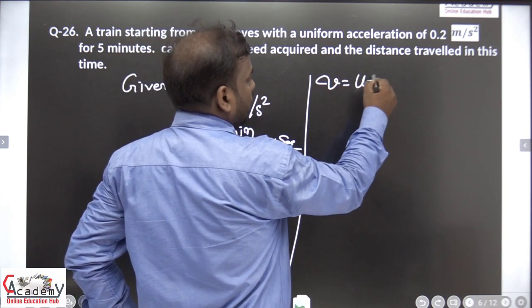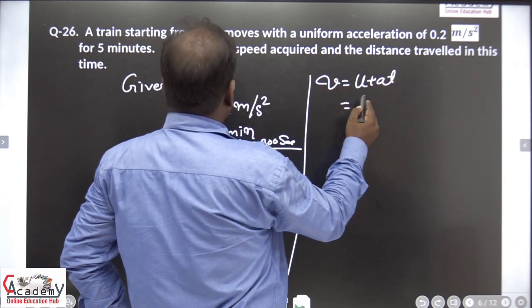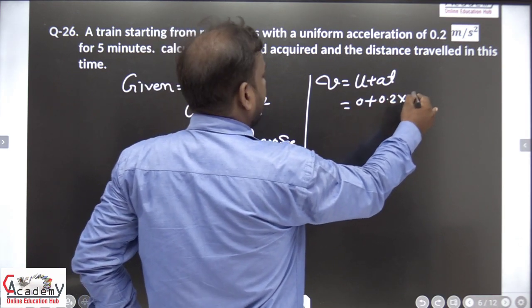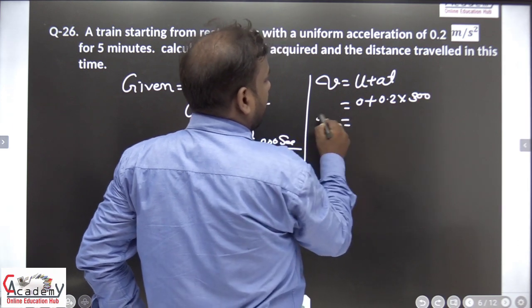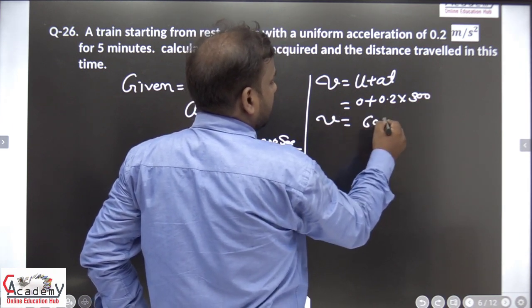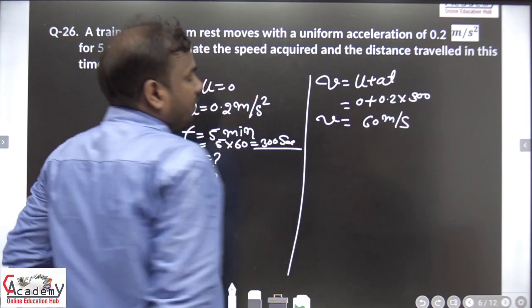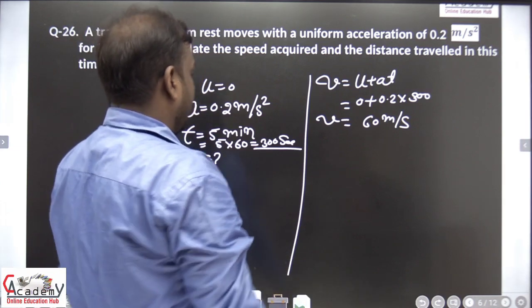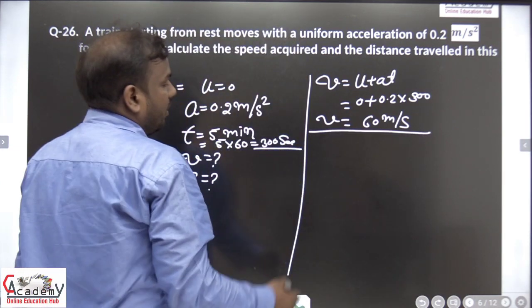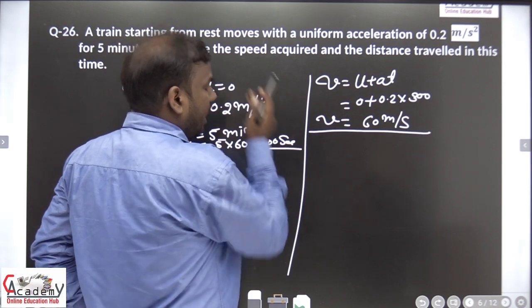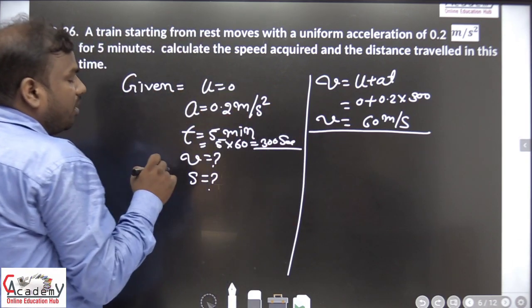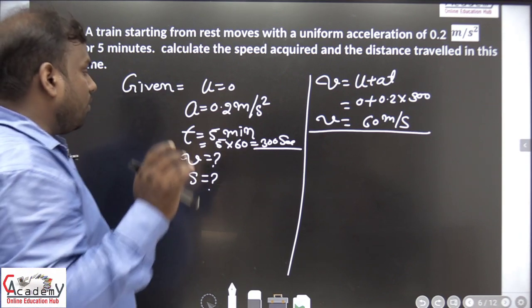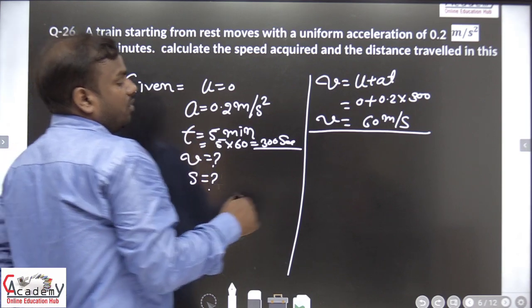v is equal to u plus at. The initial velocity is 0, a is 0.2, t is 300. Then we get the final velocity 60 meter per second. That is the final velocity. You can solve this problem with the help of the second equation of motion, and you can also solve this question by the third equation of motion.